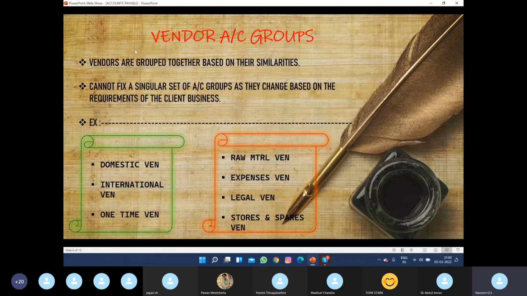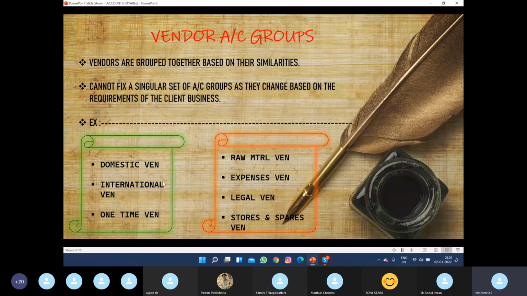First thing is vendor account groups. So what are vendor account groups? Vendor account groups are nothing but the groups which are created based on similarities. Let's consider the example of 10 suppliers. Those 10 suppliers are Indian suppliers. Then we can consider them as domestic vendors, so they can be grouped as domestic vendors.